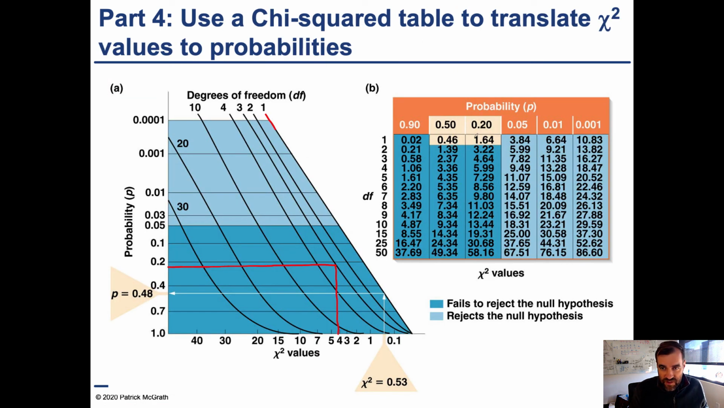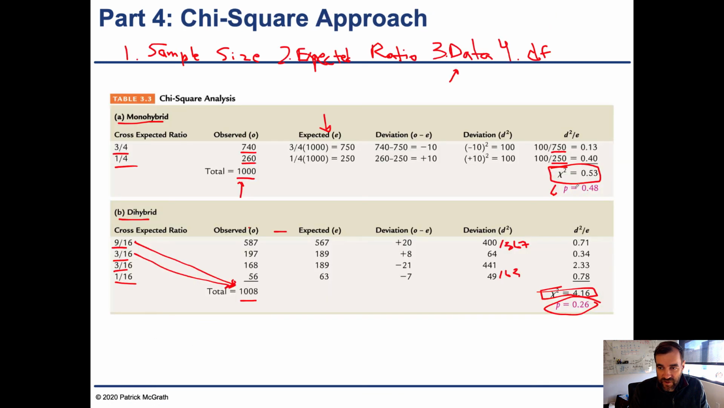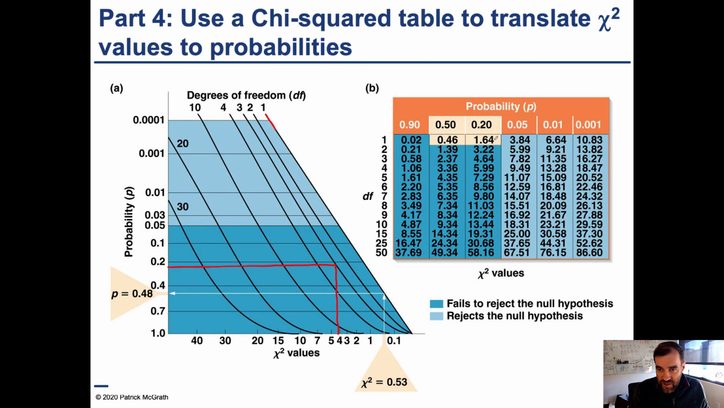Or you can use one of these tables and determine, is the chi-square value less than or greater than the probability of 0.05. This again was 0.53, and this would fall within this range right here. And then this was 4.16, and this, again, would fall within this range right here. So only if the chi-square value is greater than these numbers right here would you reject the null hypothesis and then conclude that the data is not consistent with the expected ratio.